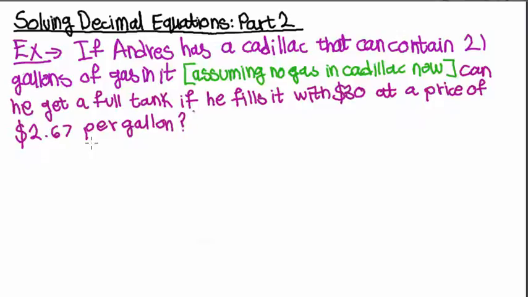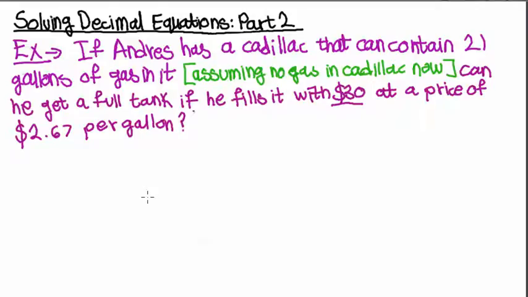Now, if you think about this problem, the answer will be no if $30 buys him less than 21 gallons of gas. On the other hand, the answer will be yes if the $30 buys him more than 21 gallons of gas. So what we really need to do is figure out how many gallons of gas will these $30 buy him. So now let's think about how we would set up this problem.